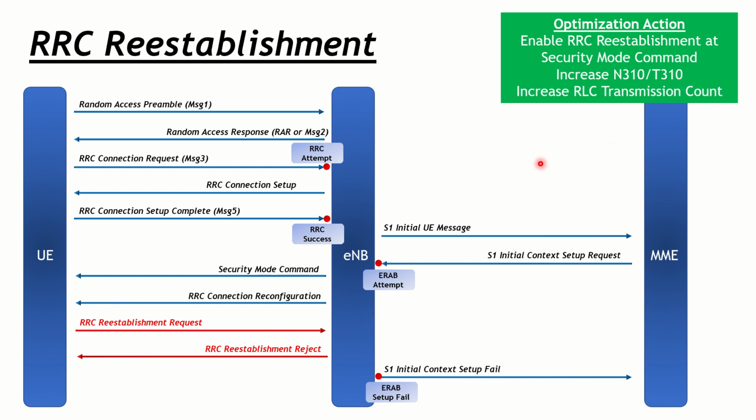We can increase the RLC transmission count. That can also reduce the RLF count. Or we can focus on improving our channel quality and optimization. Optimize the area to improve our SINR and quality. That can also reduce the radio link failures. Now, these are the causes that are pegged as RAN initiated ERAB setup failures.